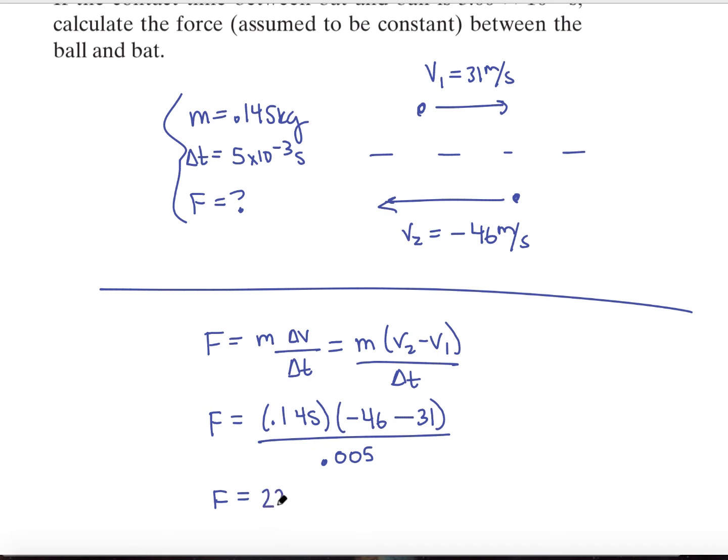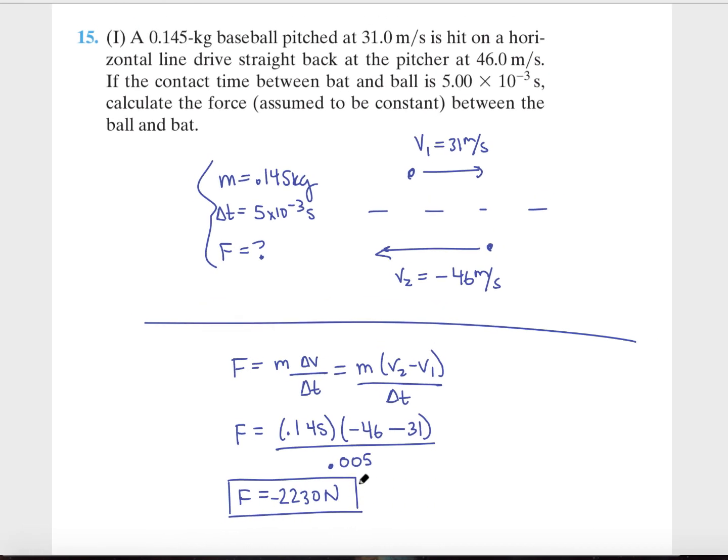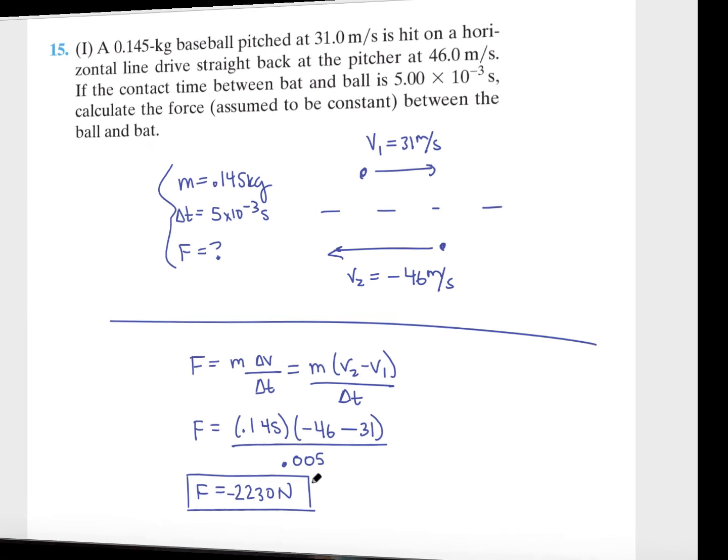2,230, I'm going to round it to. And that should be negative. Now, we really don't need the fact that it's negative. We just know that the amount of force is going to be 2,230 newtons, and the direction is just a choice based off of how we analyze the problem.